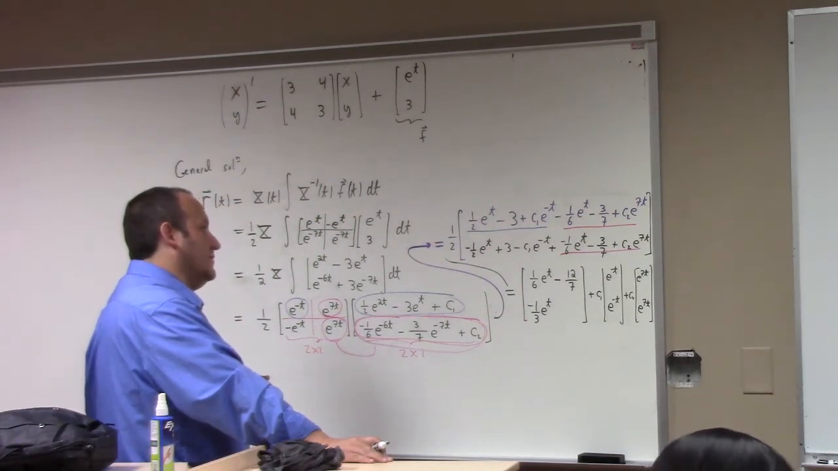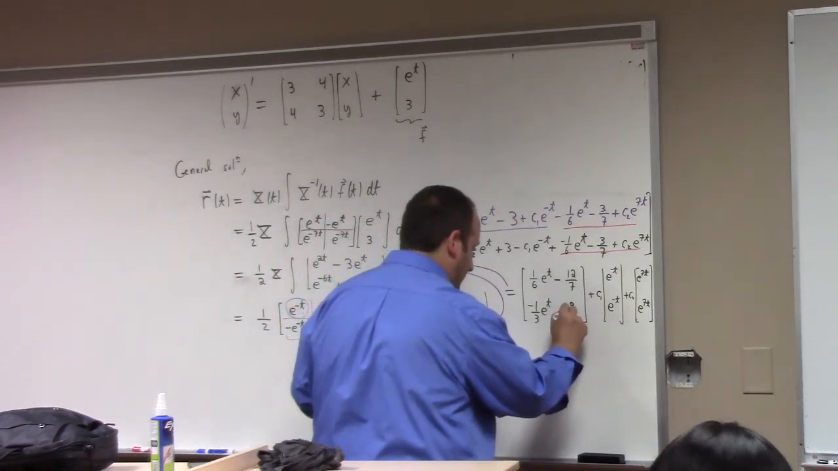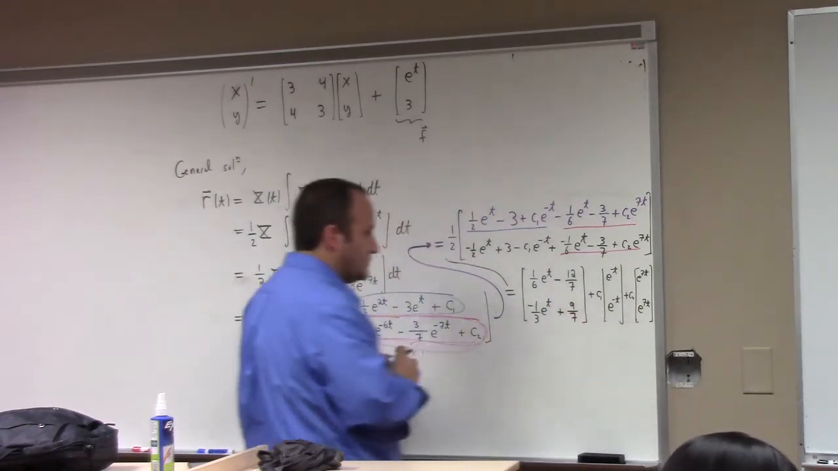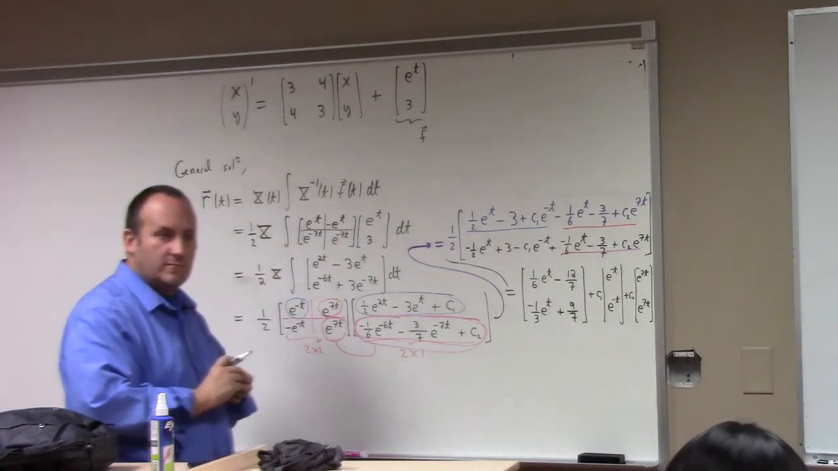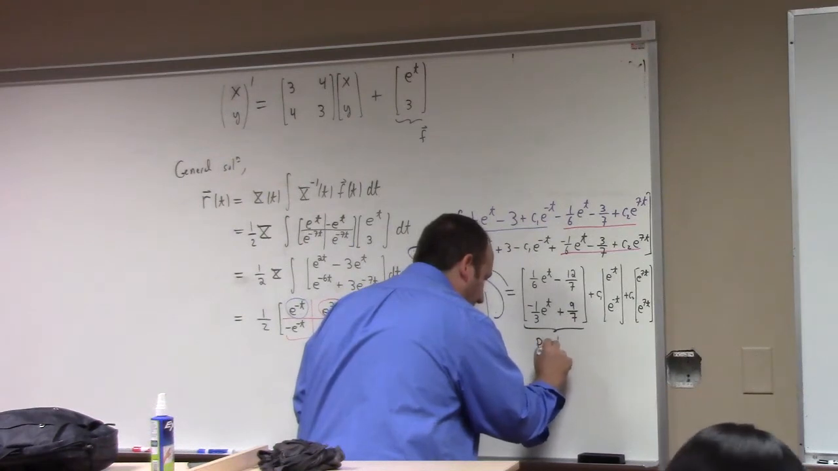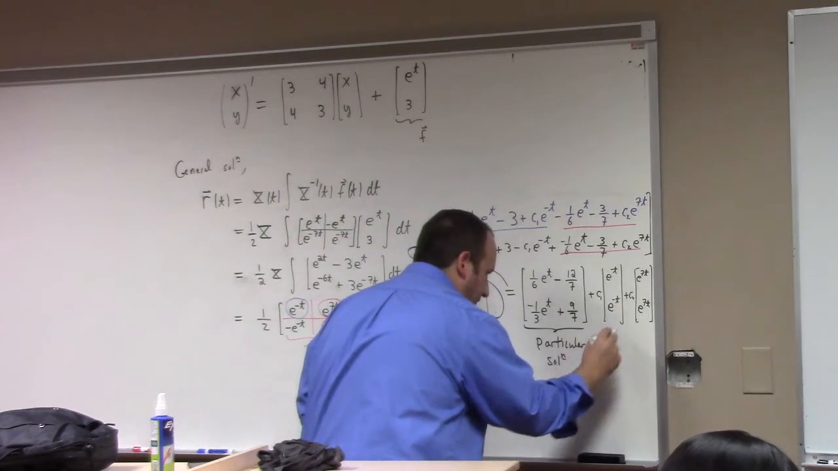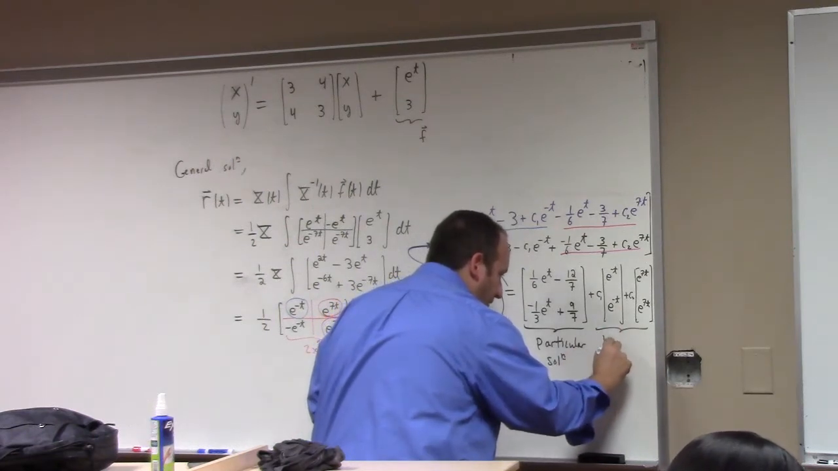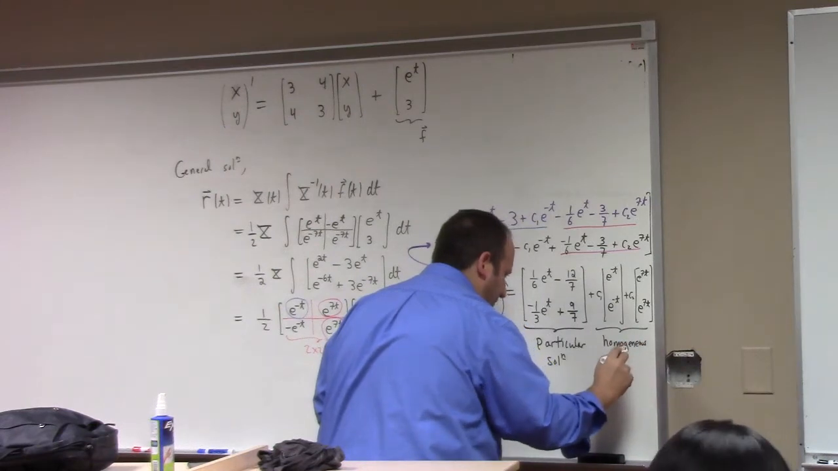So 9/7 plus 9/7, I think. And I think that's it, right? So there you go. This is the particular solution, right? If you want to separate it off, and over here we've got our homogeneous solution that we already knew how to find.